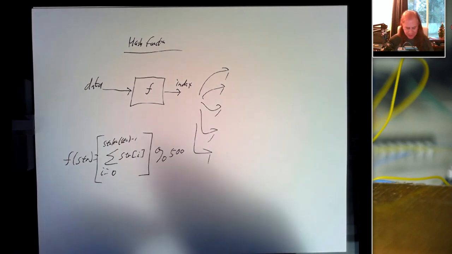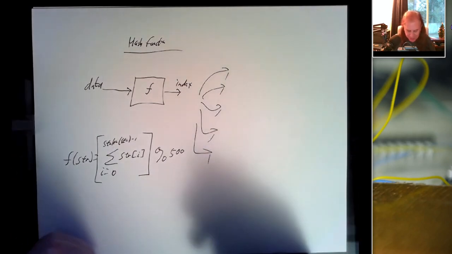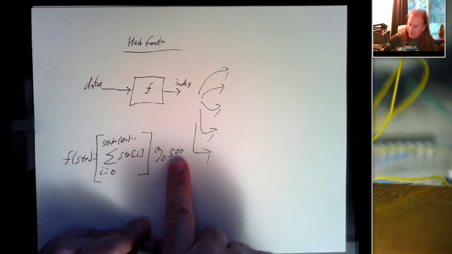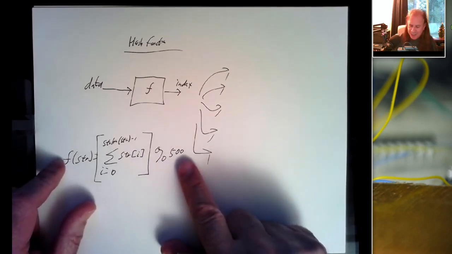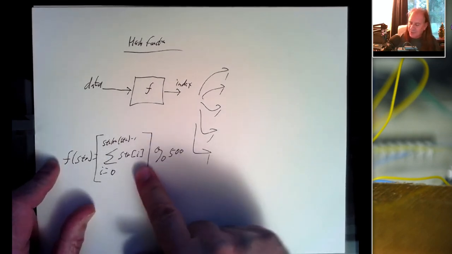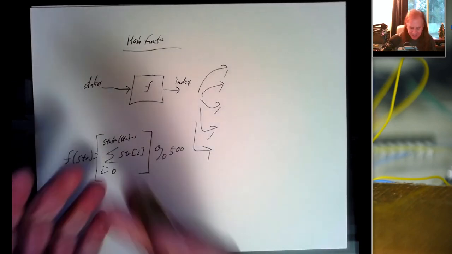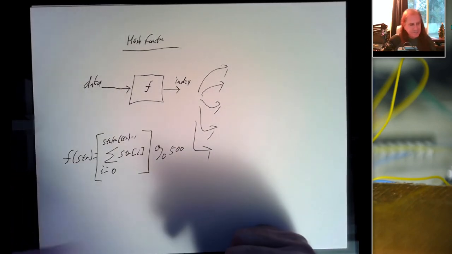So add up all the ASCII codes through your entire string of your word, divide by 500, see what the remainder is. That will give you a number between 0 and 499. So one of 500 indices. And then if this gives us a 37, we just go to the 37th linked list and we tack this word into the beginning.